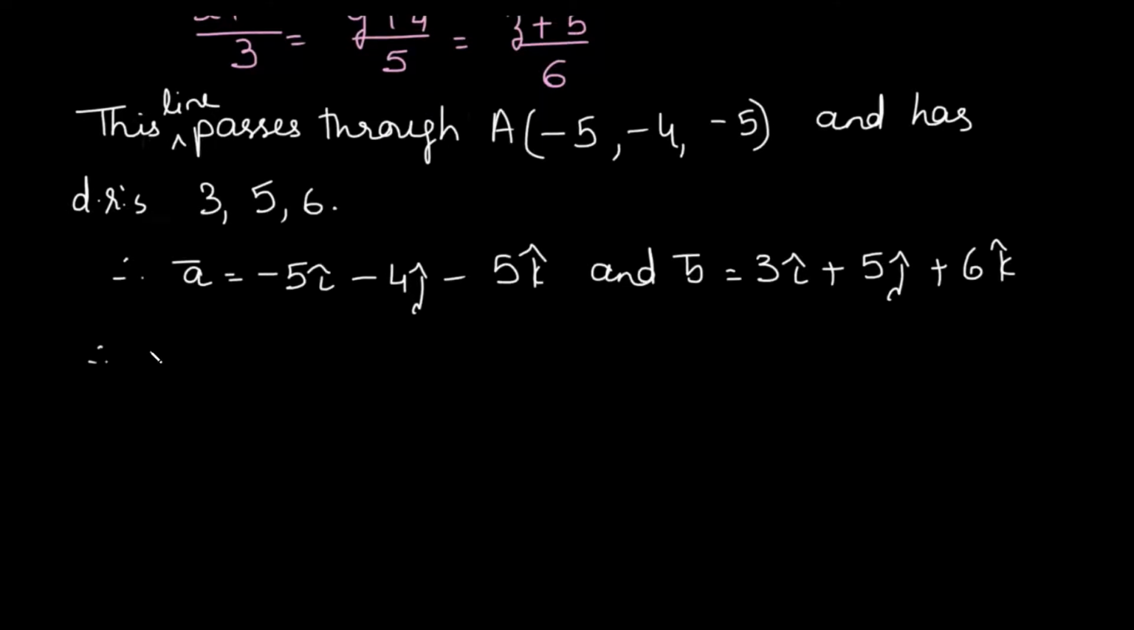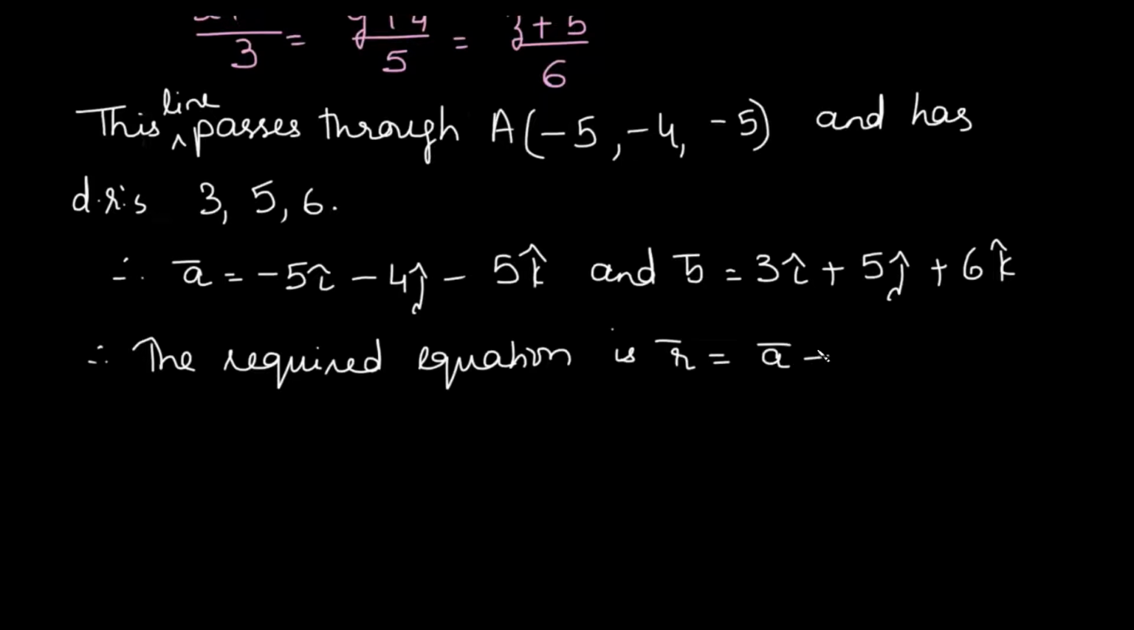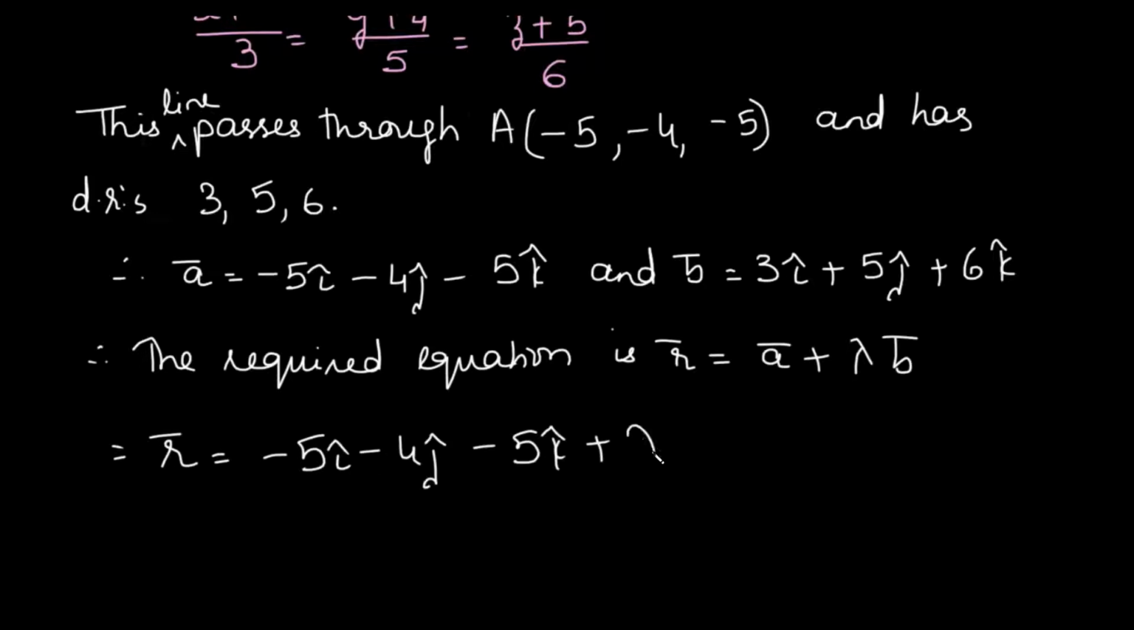So here, therefore the required equation which is r is equal to a plus lambda b, and that can be written as r is equal to minus 5i minus 4j minus 5k plus lambda into 3i plus 5j plus 6k. So this becomes our required equation.